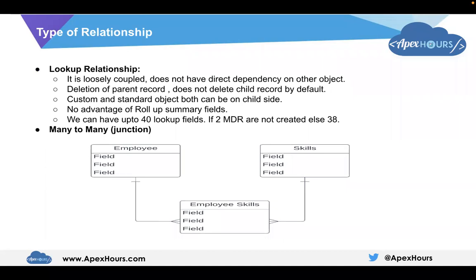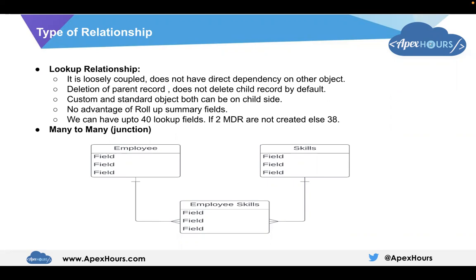Second is the lookup relationship. It is basically loosely coupled and doesn't have any direct dependency on the other object. What happens on the detail side in master detail? If you are going to create a child object, it is definitely required to have the master or parent object, but this is not required in a lookup relationship. Whenever we are creating a lookup relationship, it's not necessary to put a value into the parent field. The deletion of a parent record does not delete the child record by default.